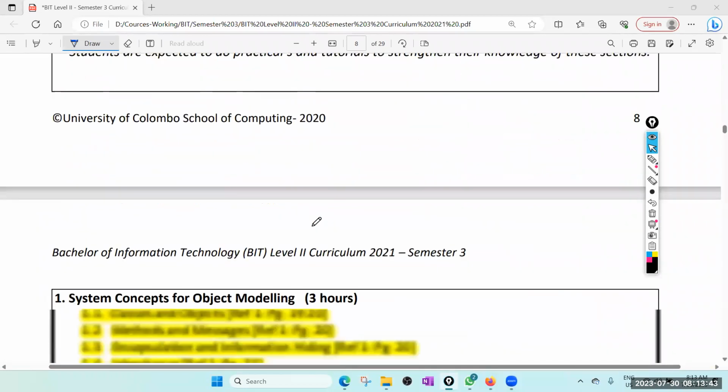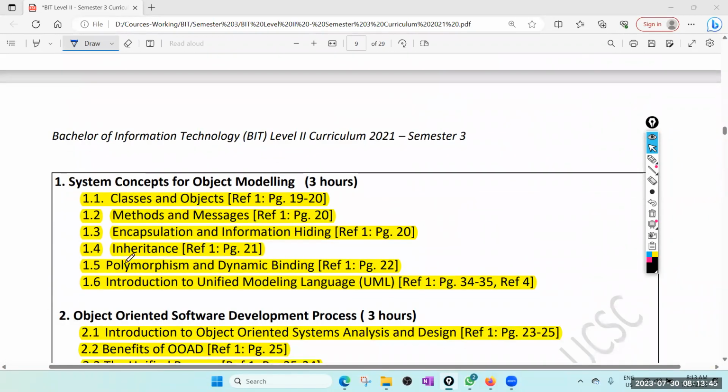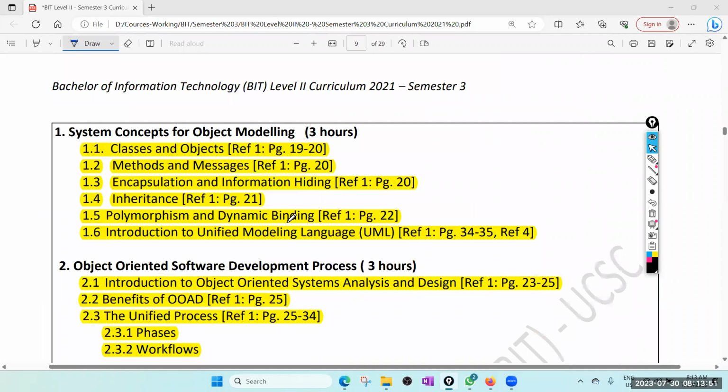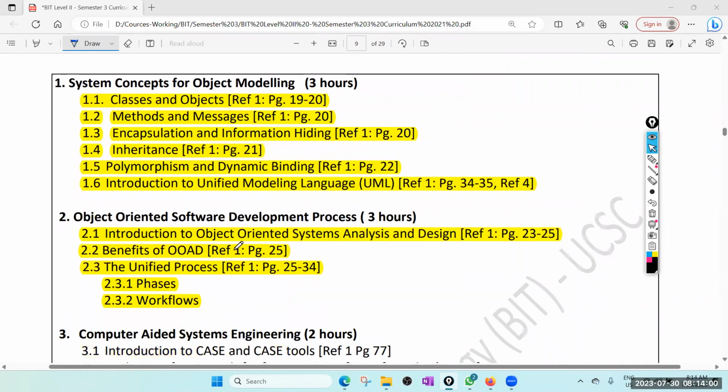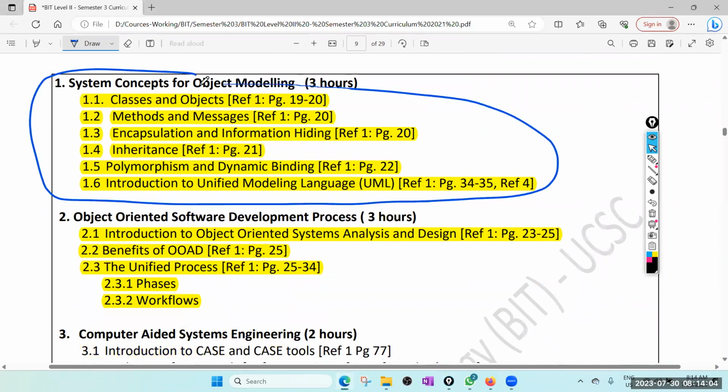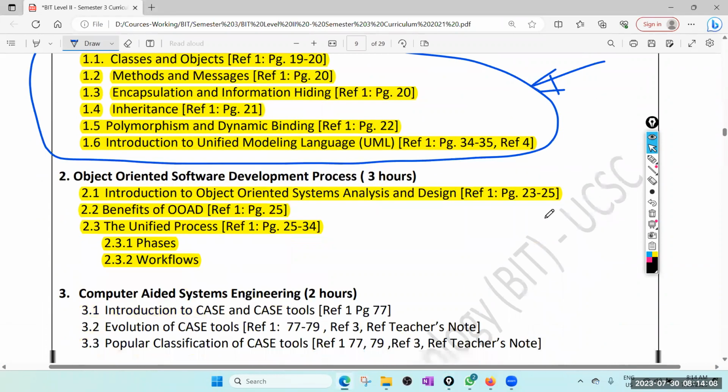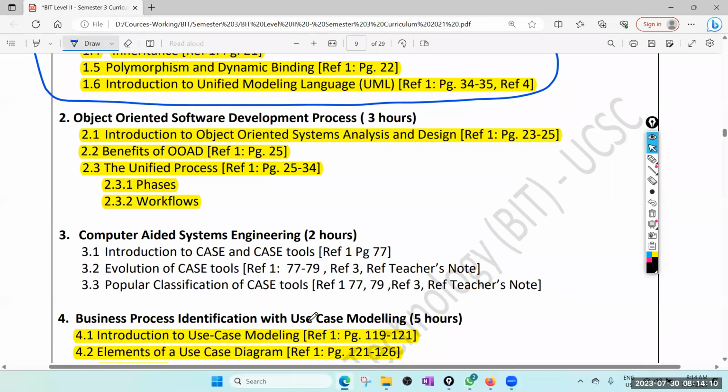So today we will be looking at basically the first part, system concepts and object modeling. What is a class, what is an object, what is messaging, encapsulation, inheritance, polymorphism, and dynamic binding, and a little bit of introduction to UML. We will be concentrating only on this topic today because we will spend more time here; we can do the rest of the stuff in no time.